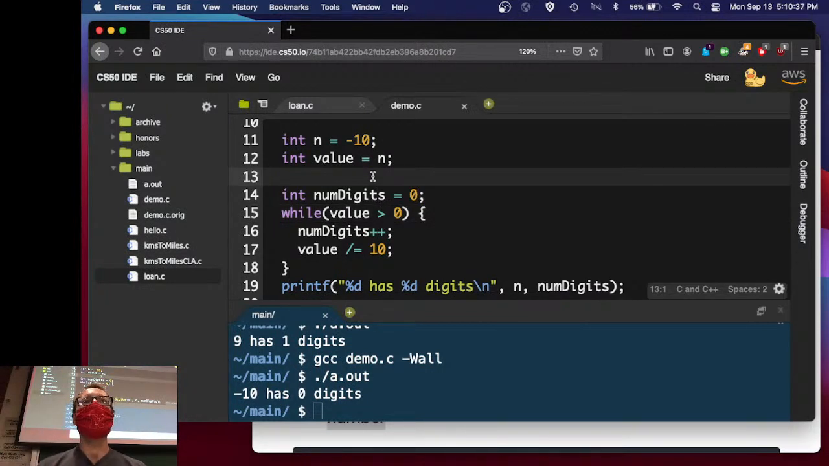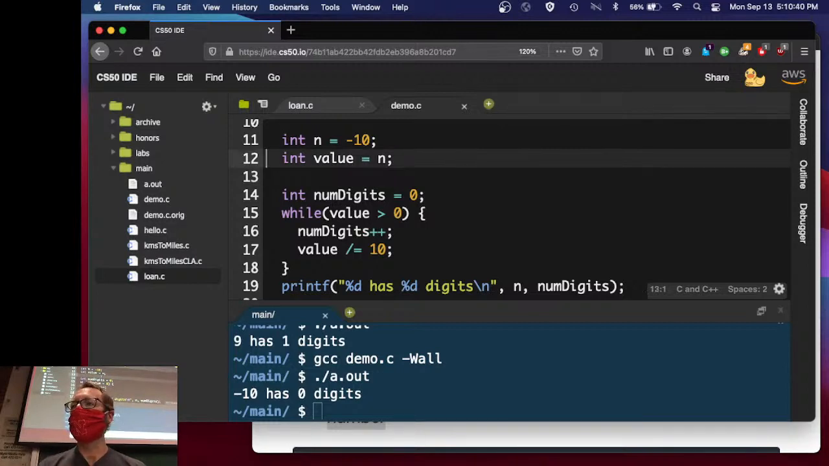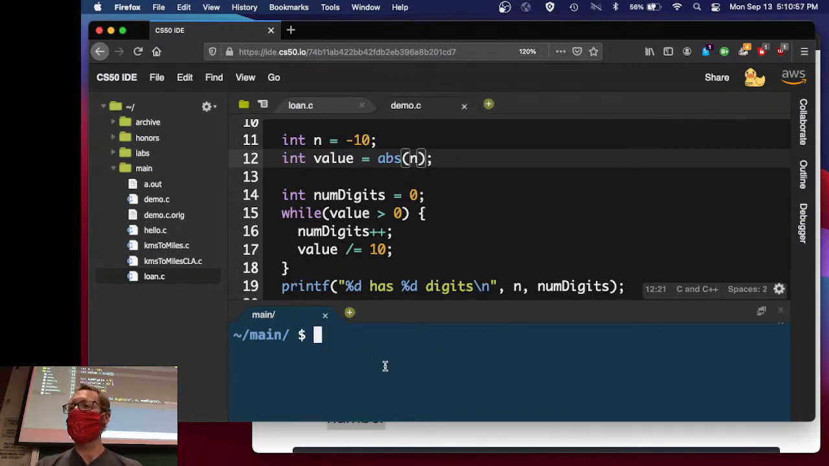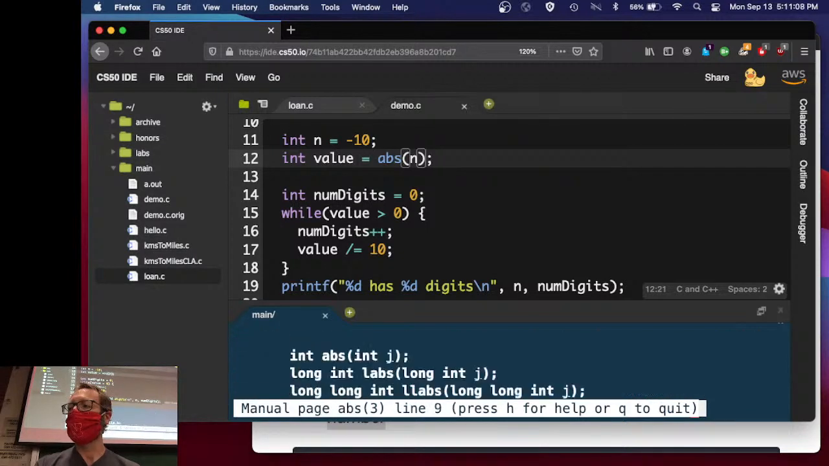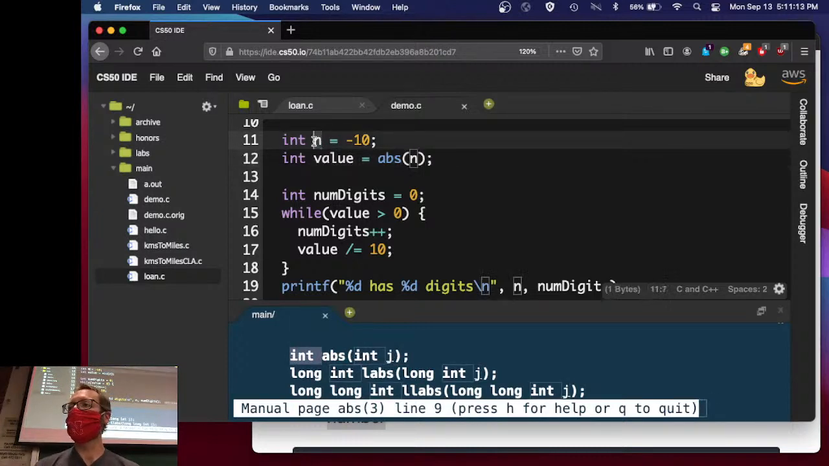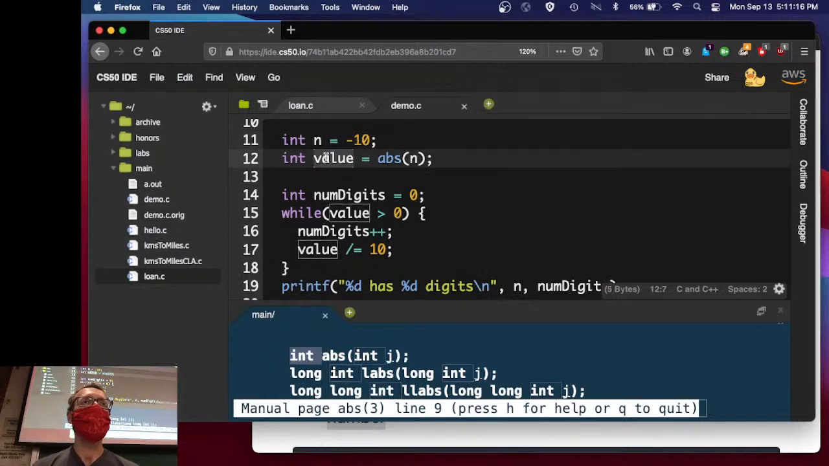If it's negative 10, then 10 if I flip it, right? So my value here will not just be a copy of n, it'll be an absolute value of n. Now, is that the correct absolute value or not? Okay, well, careful. Let's RTM or RTFM. Man abs. Man is short for manual. Read the manual. Abs. There's abs, there's labs, there's llabs, etc. What does it do? It takes an integer and it gives an integer. Well, I've got an integer, right? And I've got another integer, so I'm good on that.